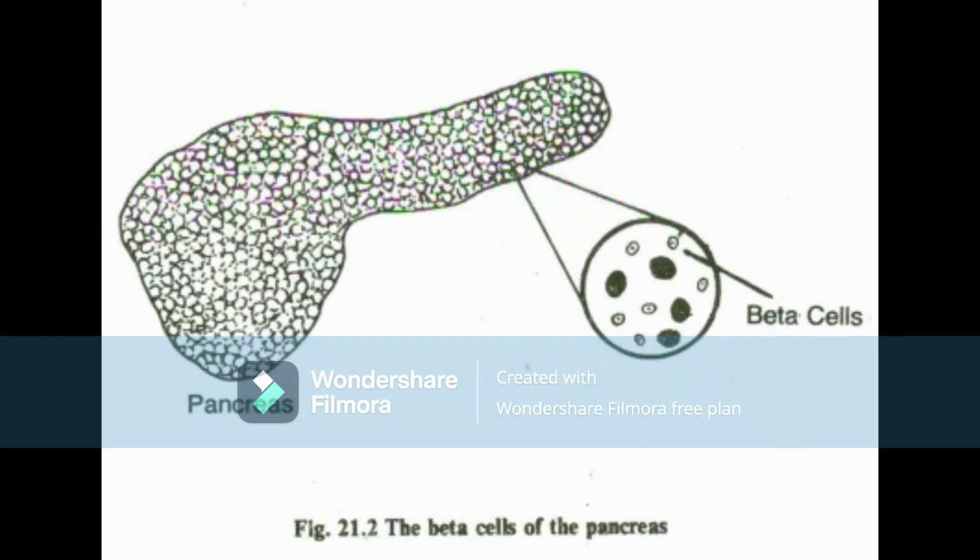This leads to the accumulation of byproducts of fat metabolism, called ketone bodies, in the blood. This condition is known as ketosis. As energy is not available from carbohydrates, tissue proteins are also broken down to supply energy to the body. As a consequence, weight loss occurs. Figure 21.2. The beta cells of the pancreas.